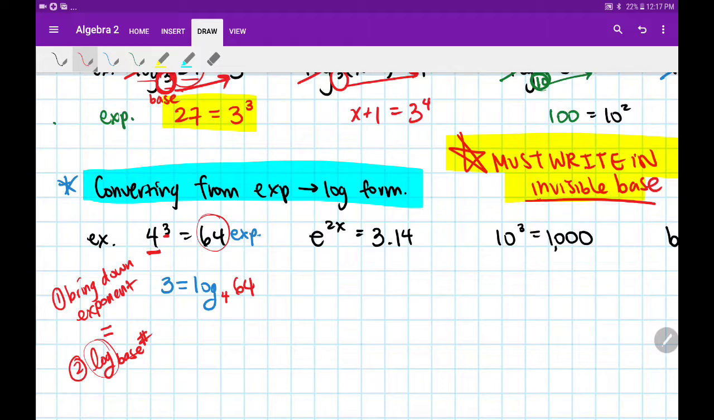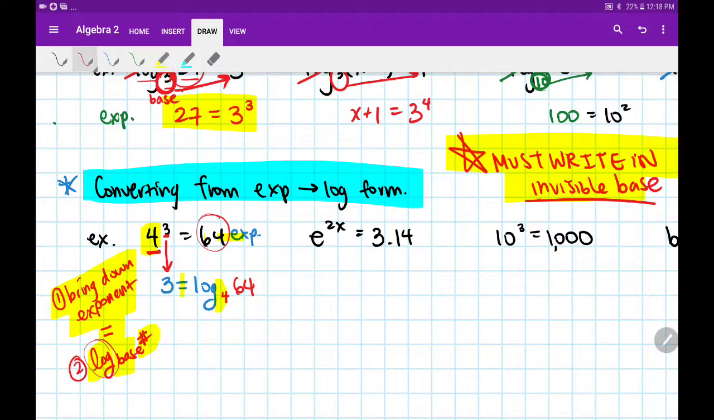So let me repeat. First, we bring down the exponent. That's what this step is saying. Then write equals. Okay, that's our equal sign. Then we write log, and then we read off, which one is the base here? Oh, the base is 4. So write it small and low, log base 4. And then the last number goes off at the end.